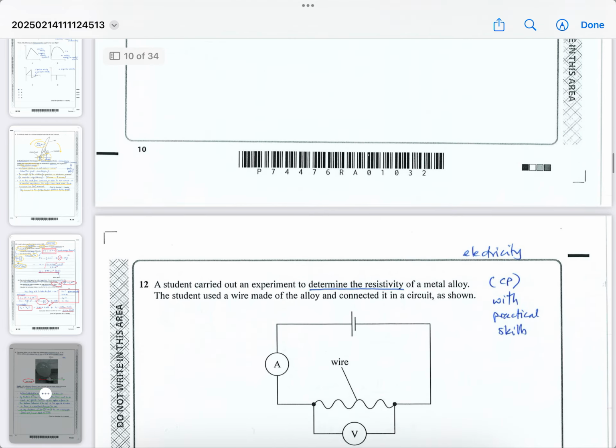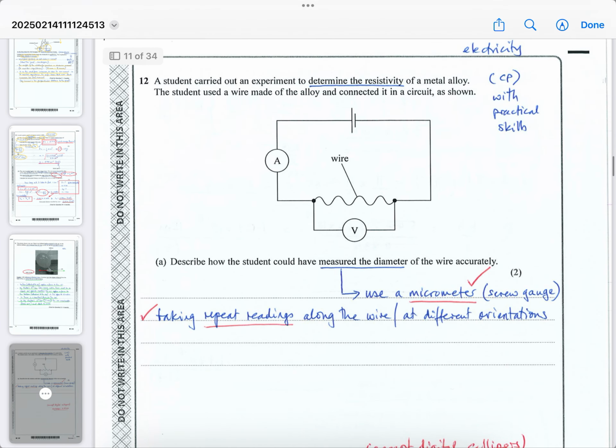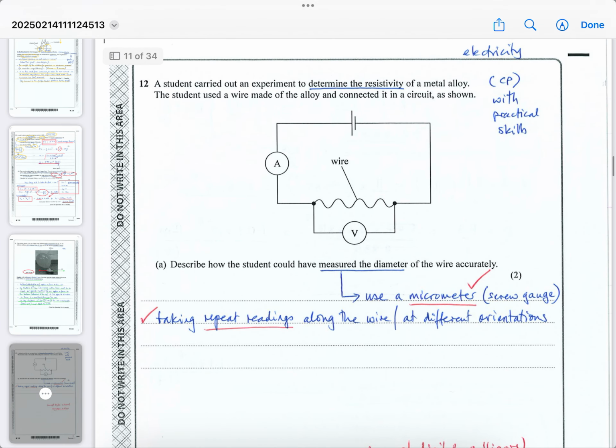All right, so this is 3 of the short questions done. This is the first electricity question. So we're going to go through this one as well. These are quite short questions at the beginning of the paper.